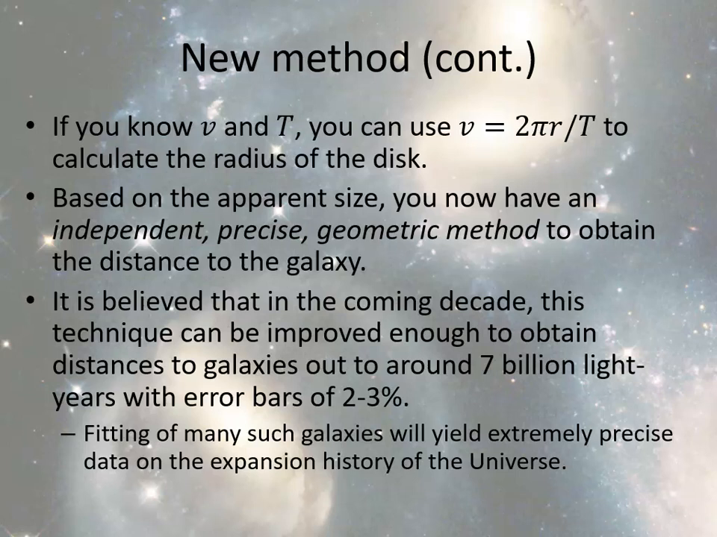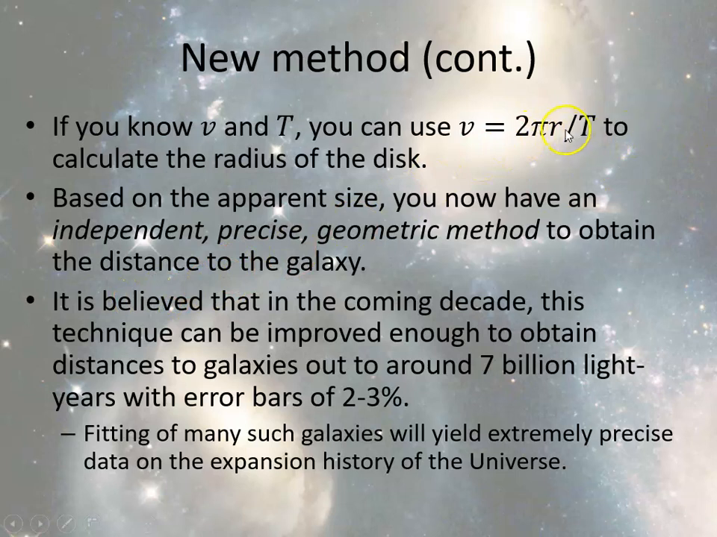And if you're able to watch a clump of material go around that black hole, well, based on how long it takes to go around, that's the period. And based on the speed that it goes around, which you can get by breaking the light into a spectrum, in other words, spectroscopy tells you the speed. Just watching it for a few months or a few years gives you the orbital period. That tells you the radius of the orbit. Well, now you know the exact radius of the orbit.